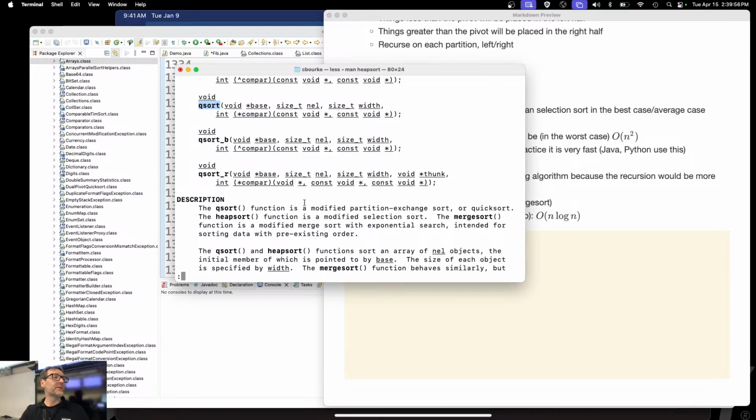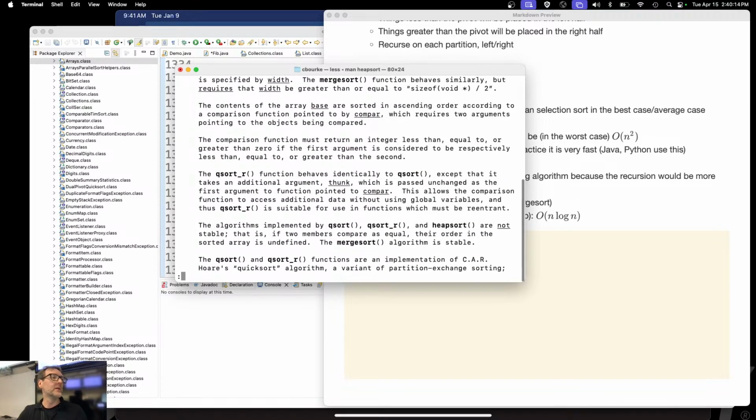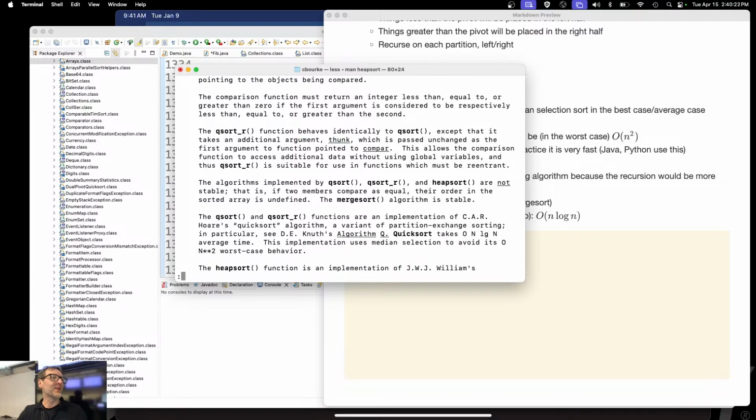Is the function modified partition sort or quick sort? I guess it is for this particular implementation. But I've seen implementations where qsort is actually just calling heap sort because it has a guaranteed running time and it uses a smart data structure. Except that it's reentrant probably. Thunk, which is past. Can't believe they called it that, but whatever.